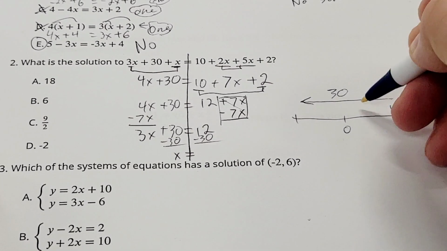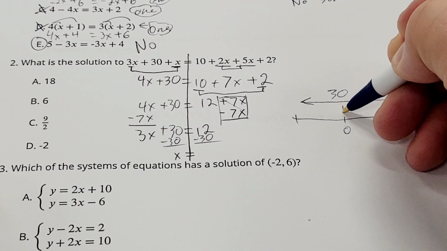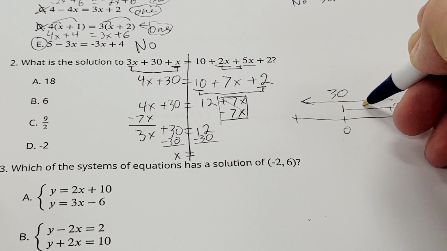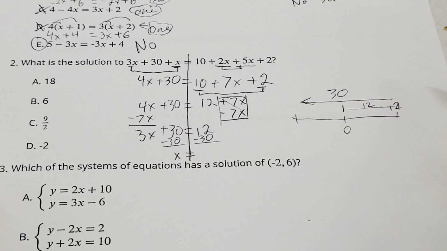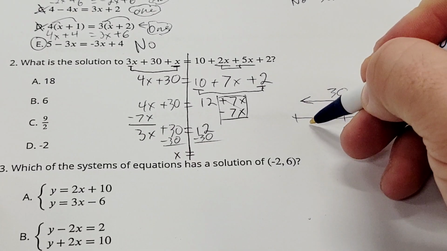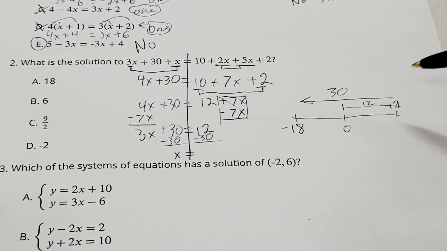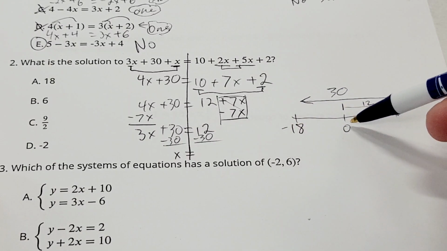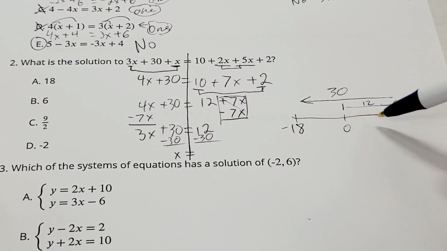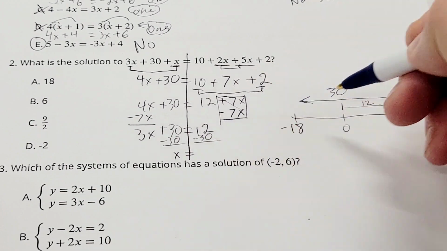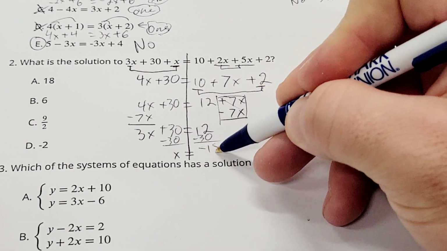And that means to get to 0, I am spending 12 out of that 30 units. So how far into the negatives am I going to go? And that is going to be 18. Okay, because the 18 distance to 0 and 12 distance to 0 add up to the 30. So I'm going to get negative 18 here.